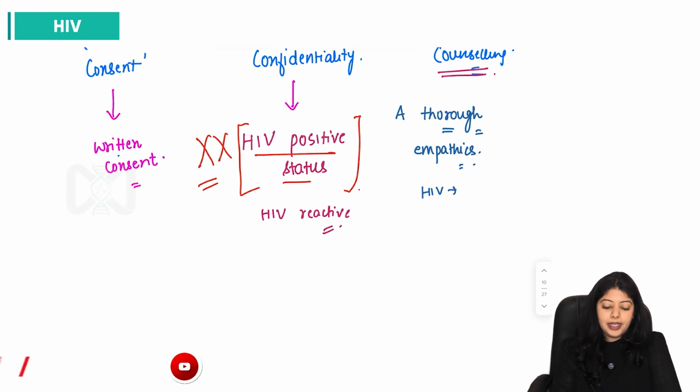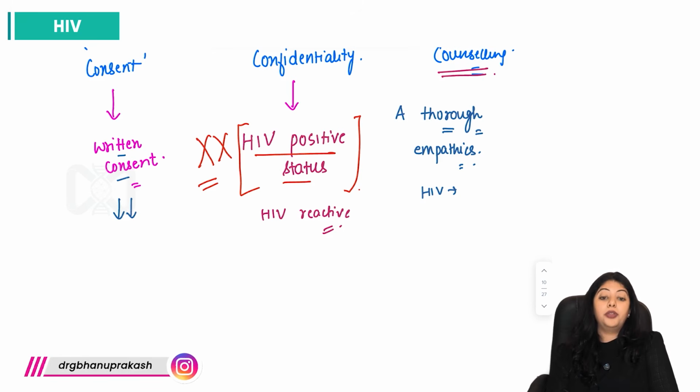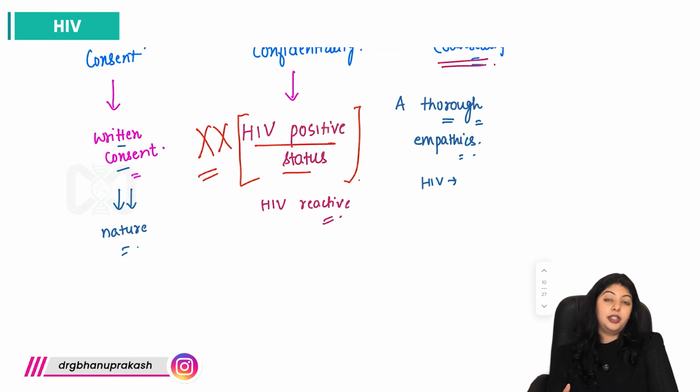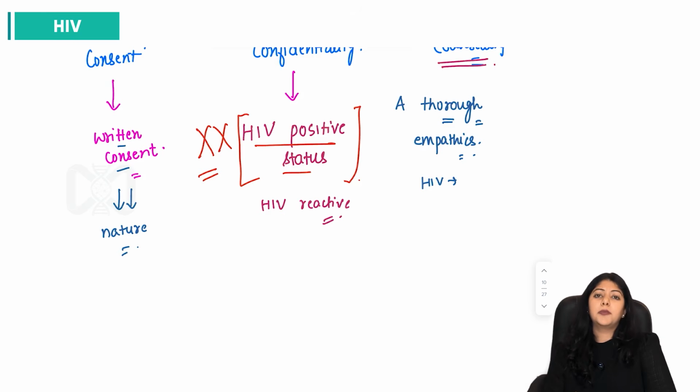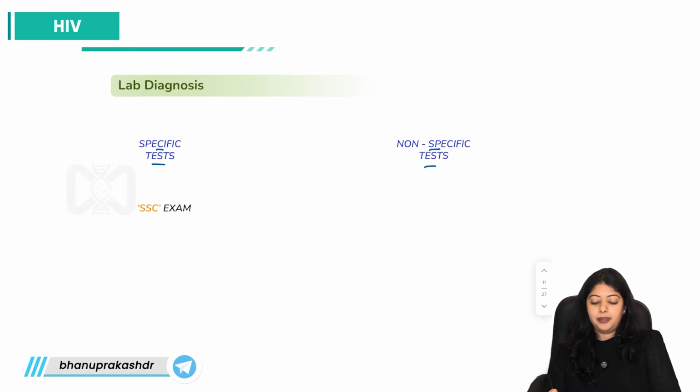And also while taking consent, before testing the patient, we should always tell him about the nature of the test and what all consequences can occur. It can be a reactive result, it can be a non-reactive result. So all of these things need to be explained well to the patient. Now let's move on to the specific as well as non-specific tests.